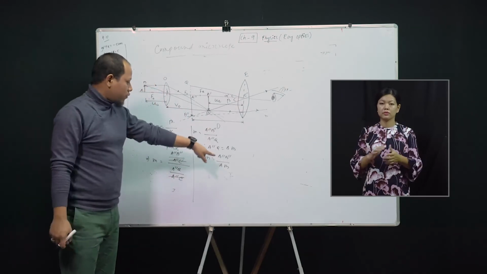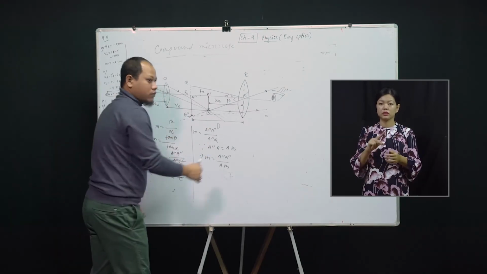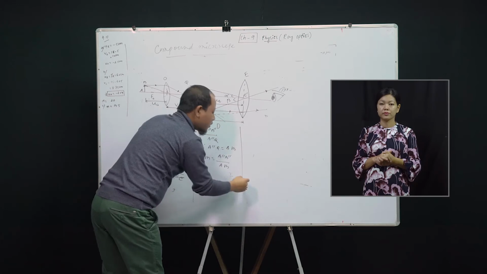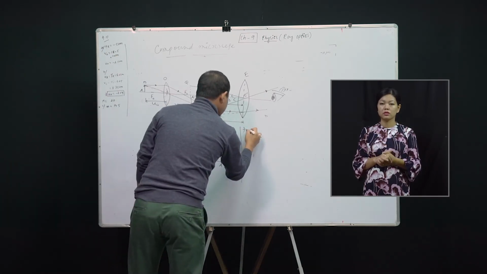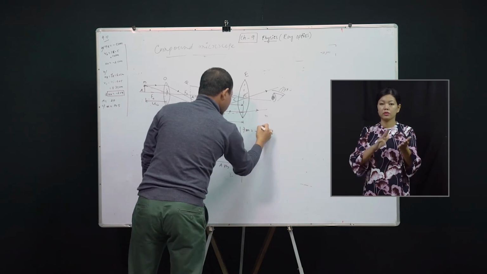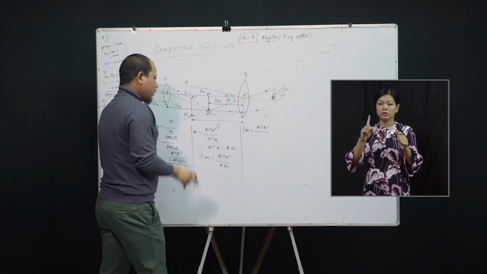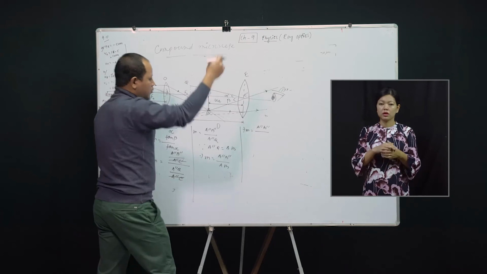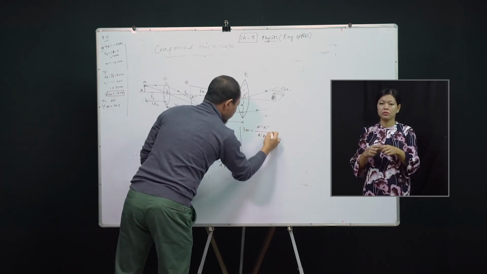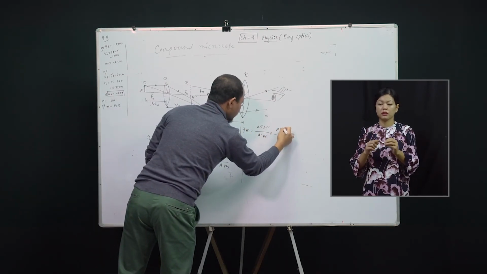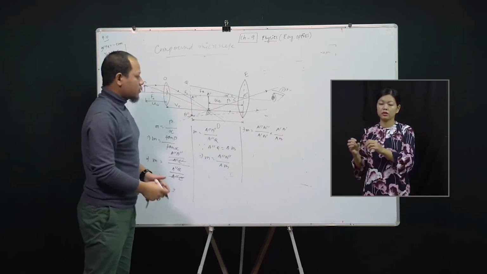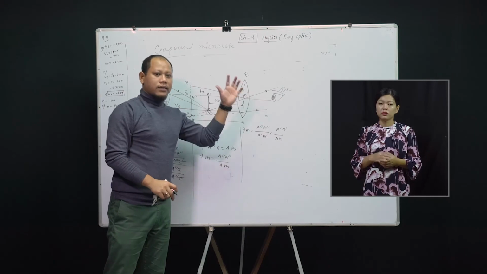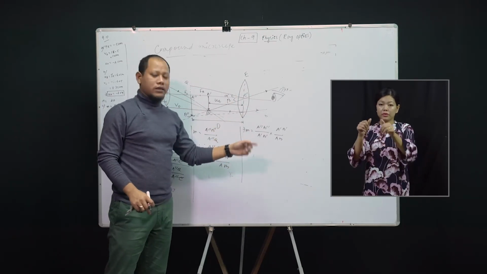Now let's modify this equation. I can write m equal to A double dash B double dash, dividing and multiplying by A dash B dash. Here I am dividing and here I am multiplying, divided by AB. What is the point? Because if I cancel out these two, again I will get the same equation, that is A double dash B double dash divided by AB.